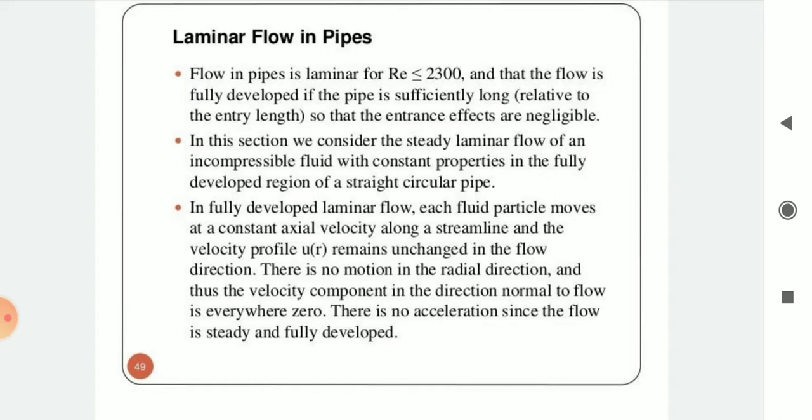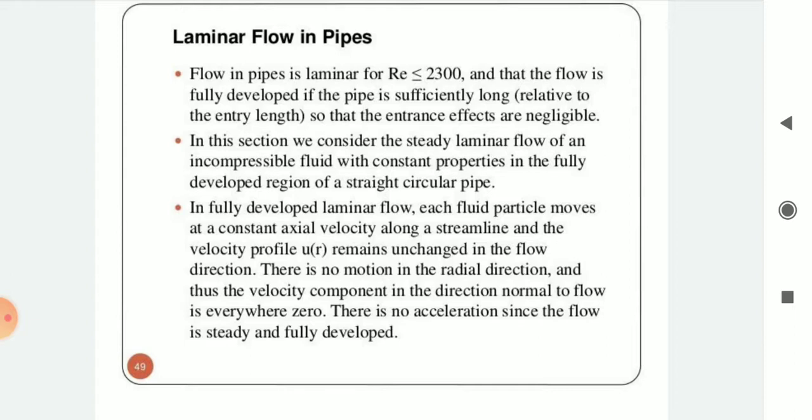Flow in pipes is laminar for Reynolds number less than 2300, and the flow is fully developed in the pipe if it is sufficiently long relative to the entry length, so that the entrance effects are negligible. In this section, we consider the steady laminar flow of an incompressible fluid with constant properties in the fully developed region of a straight circular pipe.